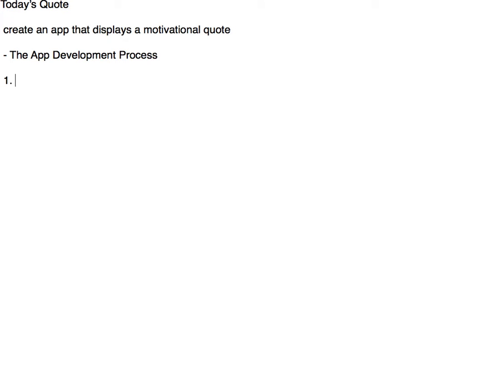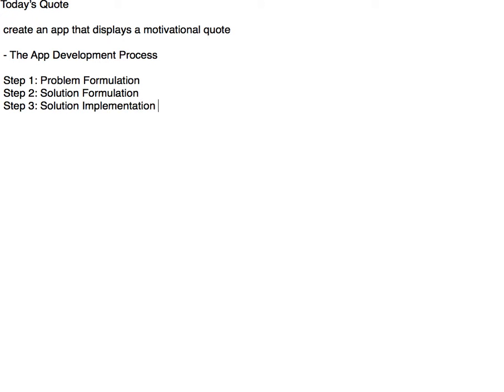There are 3 steps in the app development process. Step number 1 is to define the problem, so I would call it problem formulation. Step number 2 is to define the solution, so I will call it solution formulation. And step number 3 is actually to get it done, so I will call it solution implementation. Those 3 steps work together in an iterative manner to create the iterative app development process.